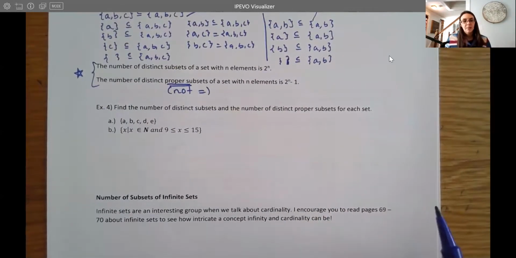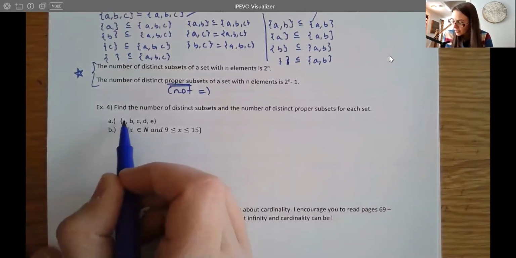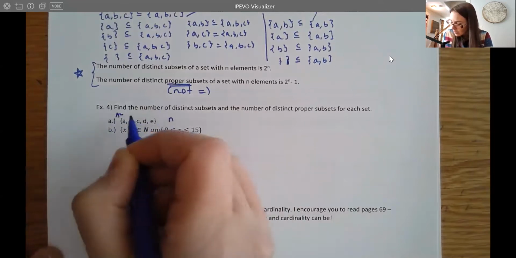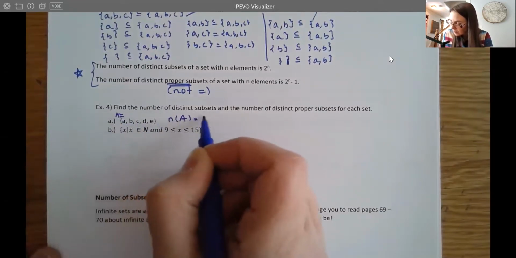Find the number of distinct subsets and the number of distinct proper subsets for each set. So my first set is A, B, C, D, and E. I'm just going to call this set A. The cardinality there is 5.